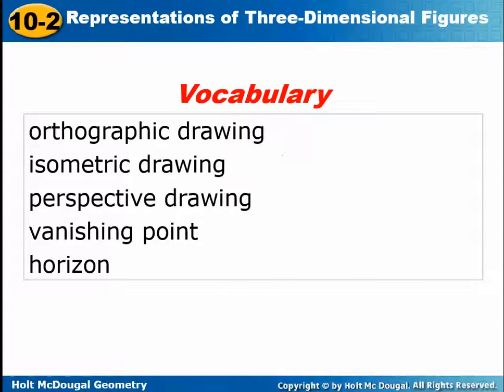So our vocabulary is mostly that there are different ways of drawing these figures. There's orthographic, isometric, perspective, vanishing point, and horizon. The last three, like I said, will be more like an extra credit type of assignment.